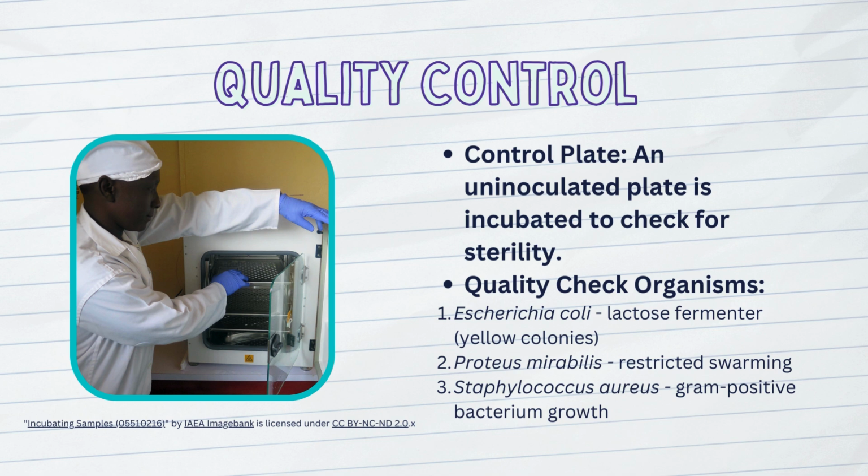So the quality check organisms are a lactose-fermenting E. coli, because there are different strains of E. coli, which you will expect to see as yellow colonies; Proteus mirabilis, to see that there's restricted swarming; and Staphylococcus aureus, which is a gram-positive bacterium that should grow on this agar. Because like I previously said, it does not inhibit the growth of gram-positives, but some may have difficulty growing on it.